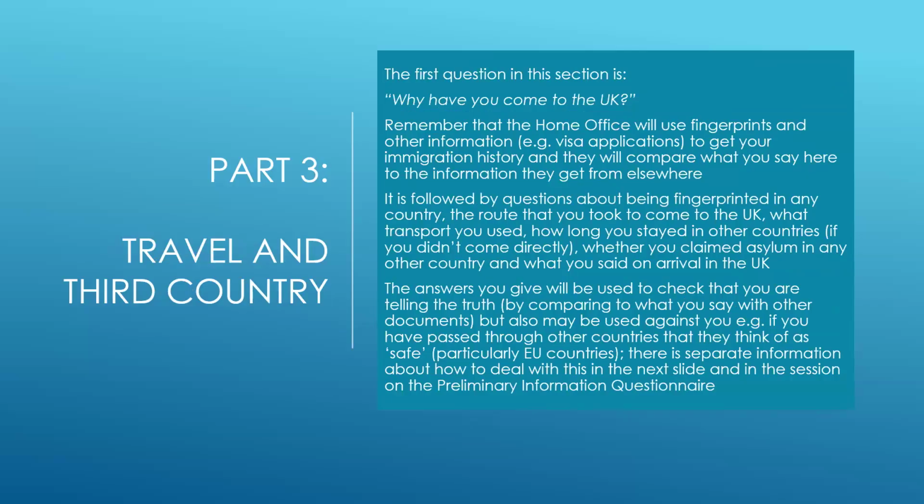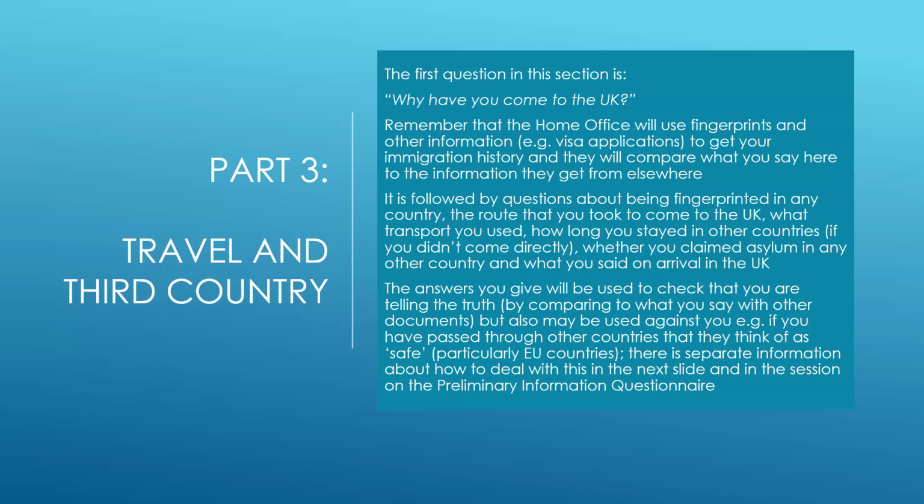Now, part 3 is about travel and what we call third country. By third country, I mean, if you haven't come directly from your country to the United Kingdom, then you've been in another country. That's the third country, and it may have been more than one. So the first question in part 3 is, why have you come to the UK? In other words, why have you specifically come to the UK? Why have you ended up here?